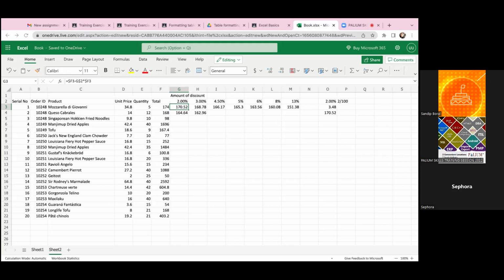Okay. Got it, sir. So here what we did, we said $F3. That means the F column is fixed. 3 will become 4, 4 will become 5, 5 will become 6 as you go down. Drag it and see. Click on that green square in the corner of 170.52. Do it with shift, or Control D. Now go through each cell, see what it has done.